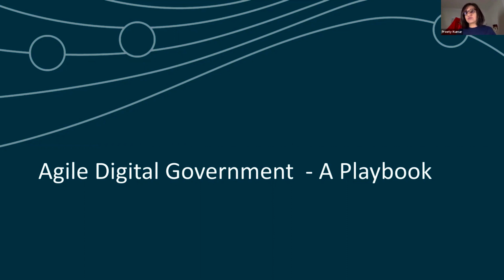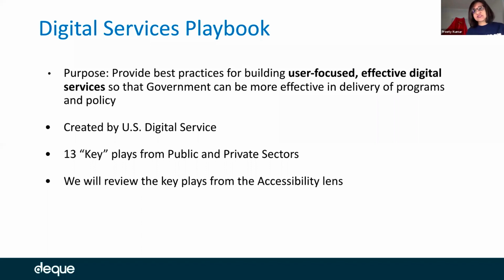All right, so what I did was I looked around and saw for digital content, whether it's PDFs or the web or native mobile, what is considered best practices in the federal government. And I found this playbook. It's the Digital Services Playbook. It's great because what the US Digital Service has done is they've created 13 key plays from public and private sector. And so the purpose of this playbook is to provide best practices for building websites, mobile applications, whatever the content may be, to do it in a more user-focused way.